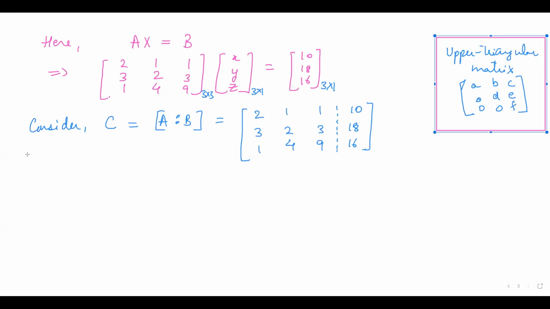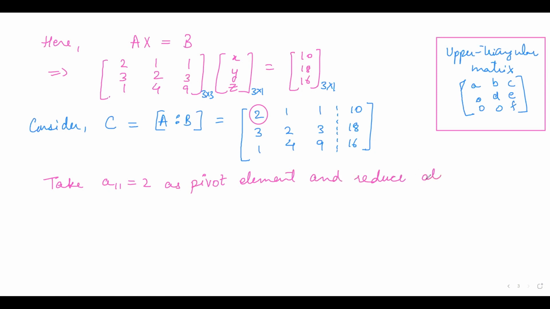Now, here one more thing that you have to keep in mind is the pivot element. So the pivot element that you will be taking would be the first, A11. Okay. So let me just take A11 as the pivot element or just pivot, and we need to reduce all the elements in the first column below A11 to 0. So we have to convert the A21 and A31 to 0.